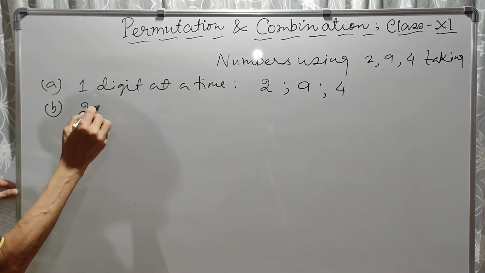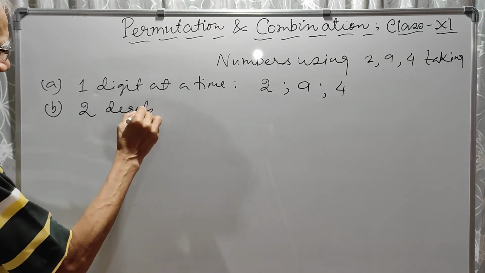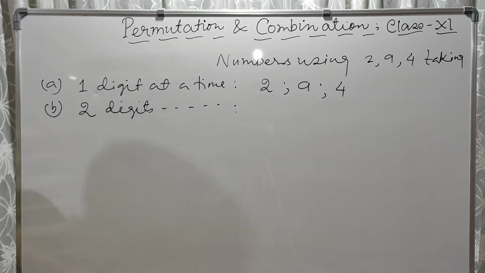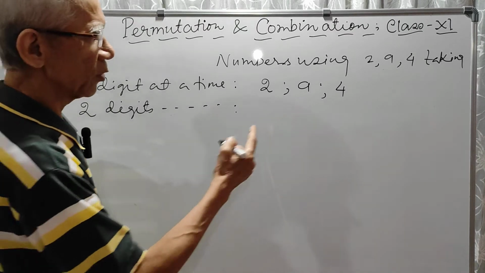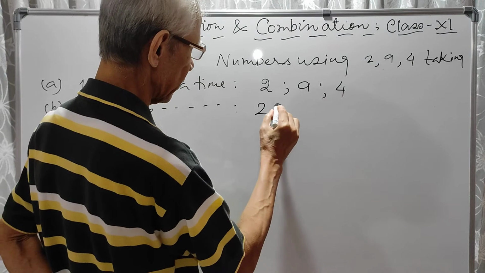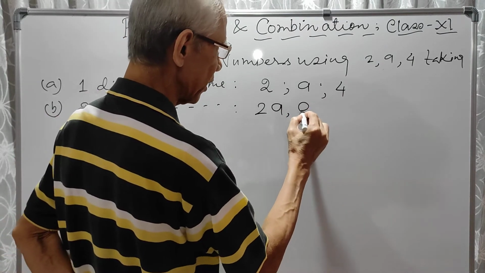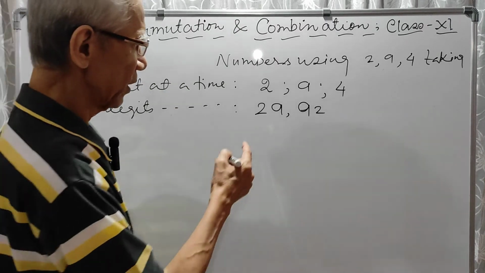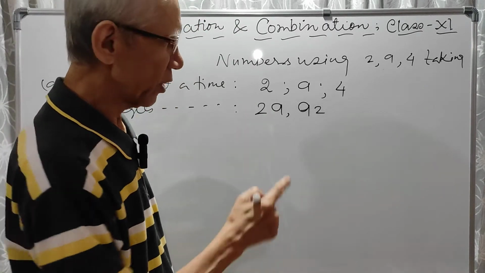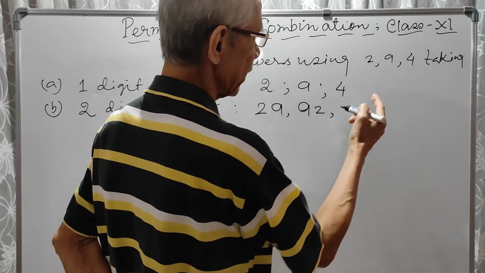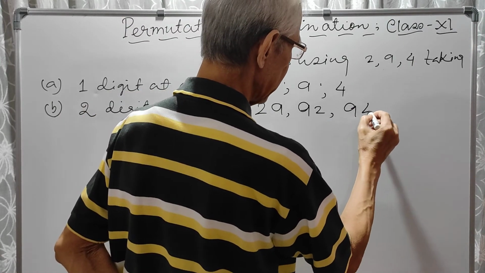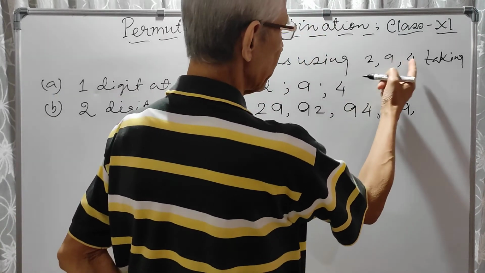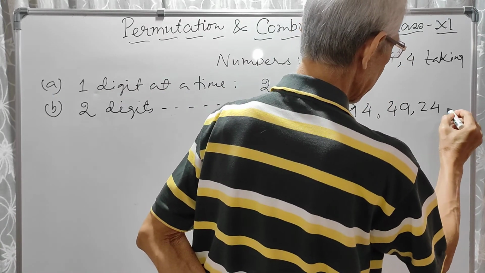Now taking 2 digits at a time. So how many numbers can we make? Let us see. Suppose 29. Then reverse, 92. 29 and 92 are obviously different numbers, isn't it? So that is the idea of permutation. The order is important. Then taking 9 and 4, 94 and 49, isn't it? Then taking 2 and 4, 24 and 42.